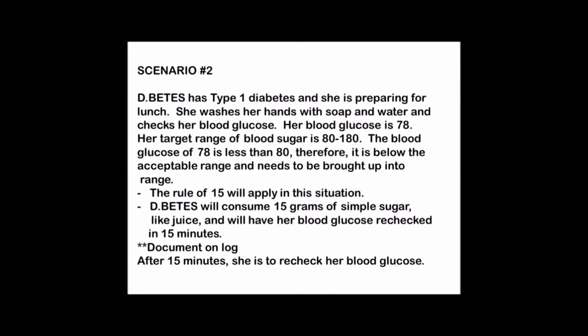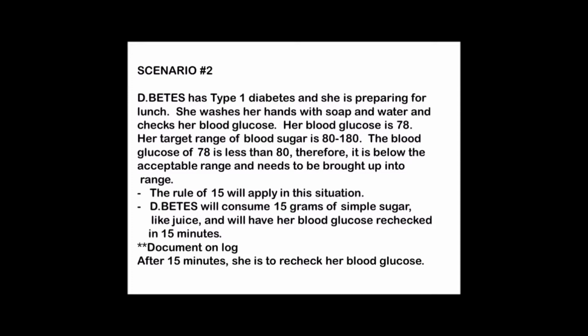Scenario 2. Dee Beaties has type 1 diabetes and she is preparing for lunch. She washes her hands with soap and water and checks her blood glucose. Her blood glucose is 78. Her target range of blood sugar is 80 to 180. The blood glucose of 78 is less than 80. Therefore, it is below the acceptable range and needs to be brought up into range. The rule of 15 will apply in this situation.